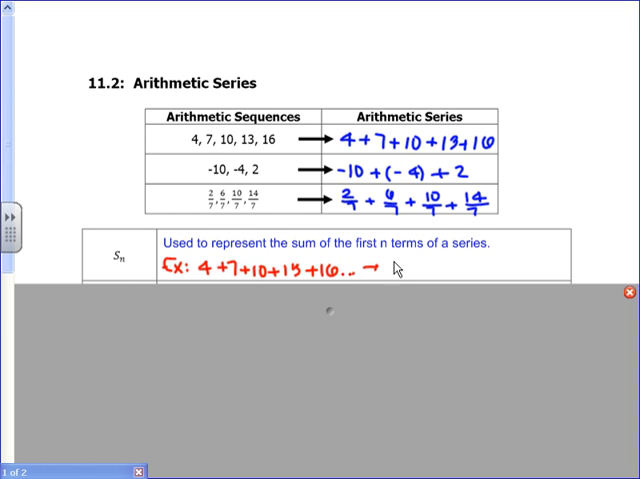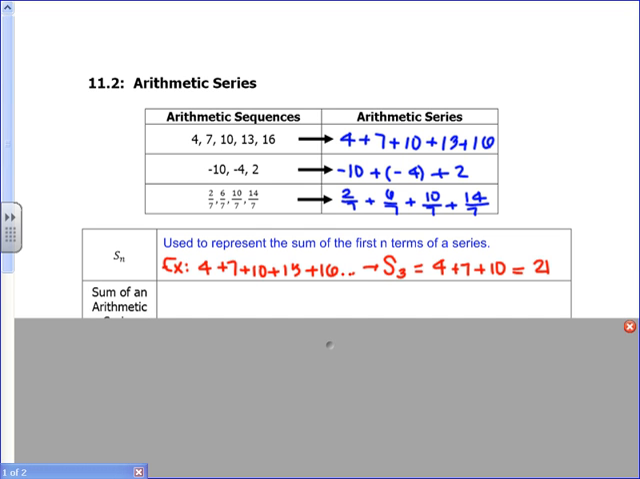Now if we wanted to find S sub 3, all that means is that we're going to take the first 3 numbers in the series and find the sum of them. So the first 3 numbers are 4, 7, and 10. And if we add all that up, we get 21. So S sub 3 would equal 21. That's all that little s with the n means.